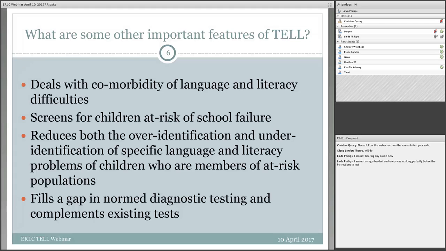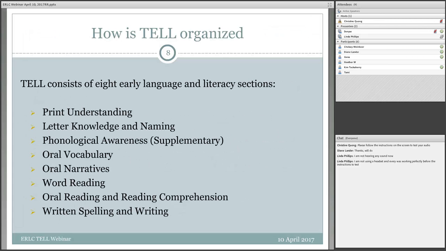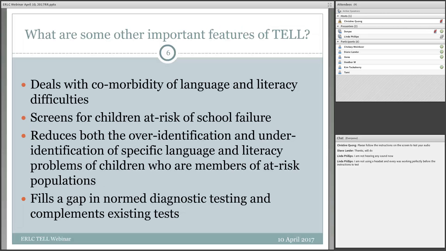And it fills a much-needed gap in norm diagnostic testing and complements existing tests. It also assesses skills important for social and academic success. It enhances diagnosis and intervention capacity building among teachers, speech-language pathologists, educational psychologists, and early language and childhood educators. It builds capacity for interpreting children's language and literacy performance.